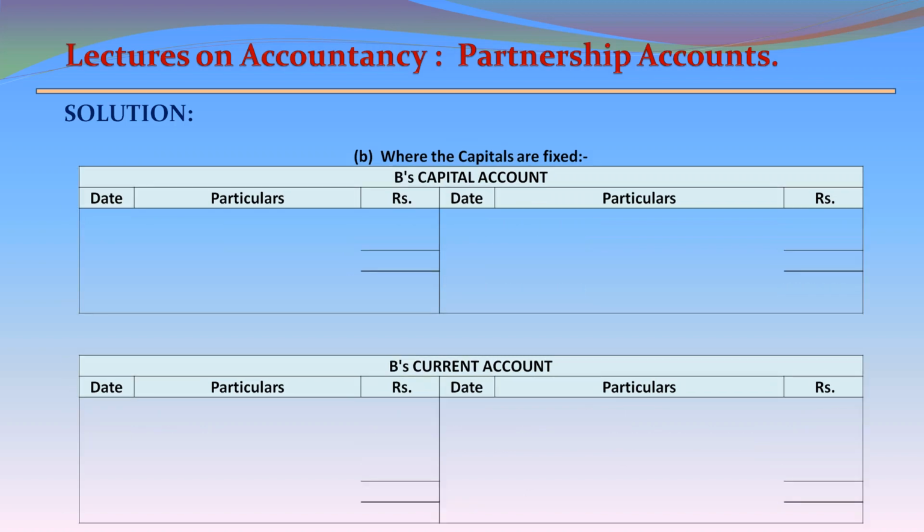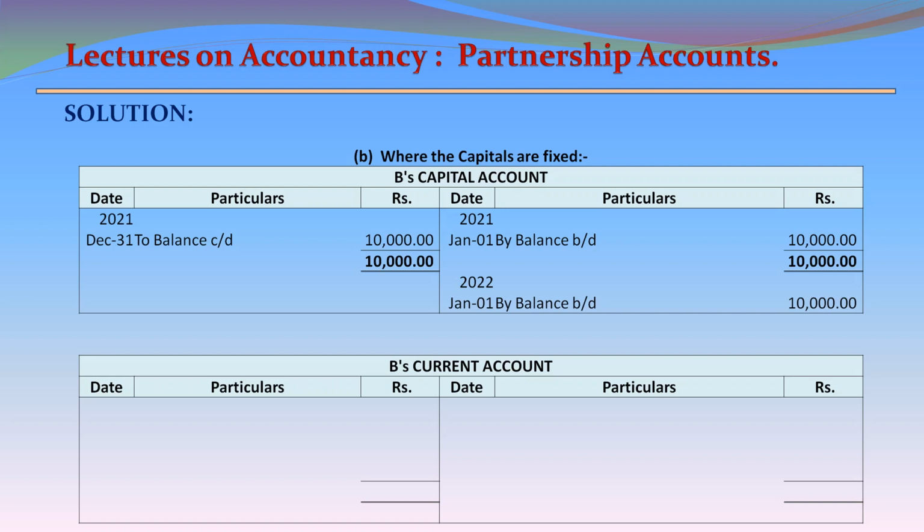B's capital account and B's current account where the capitals are fixed. B's capital account on the credit side, by balance brought down 10,000 rupees. On the debit side, to balance carried down 10,000 rupees, and on January 1 it is brought down by balance 10,000 rupees.